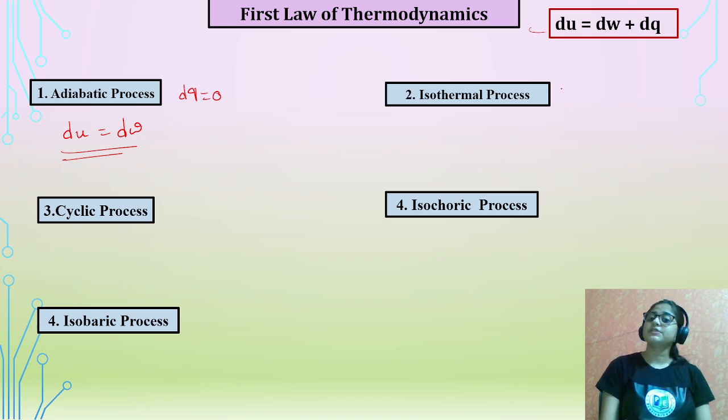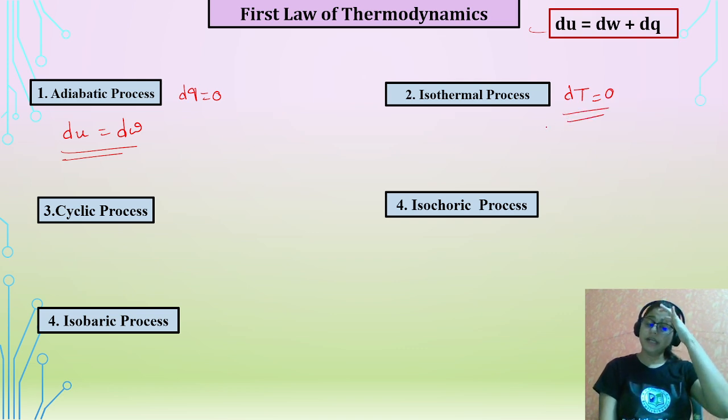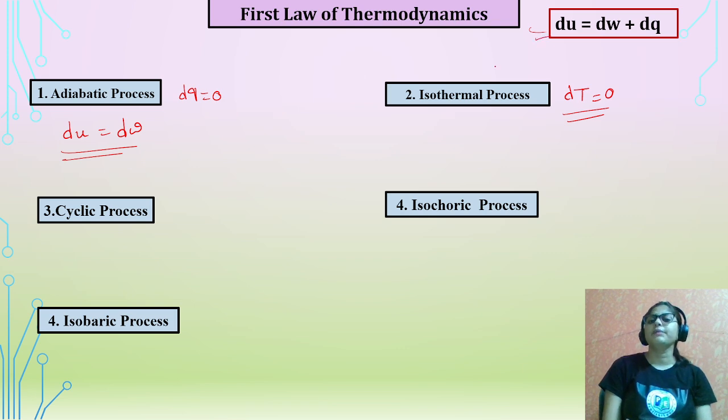For the isothermal process, from the name only you can understand that dT equals 0, which means temperature is constant. So what will it be here? No temperature term is there, but I think in the next lecture we will understand that for the isothermal process, dU will be 0.